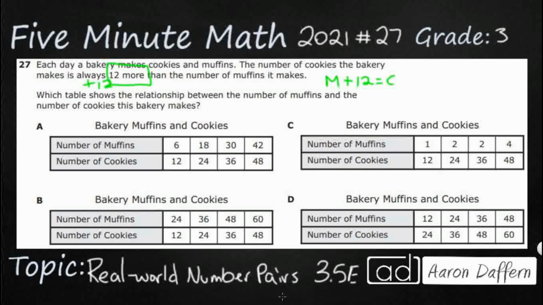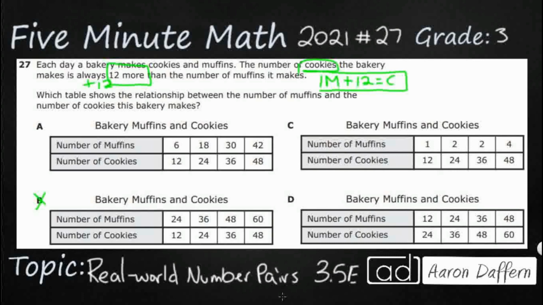Well, we needed to really get this from this first paragraph here. The number of cookies is always 12 more. So one that we could go ahead and eliminate right now, take a look at this, is we can get rid of B. It's the only one that actually reverses the relationship here. Remember, this says cookies are always 12 more. Right here, cookies are 12 more. Take a look at B, the muffins are more.